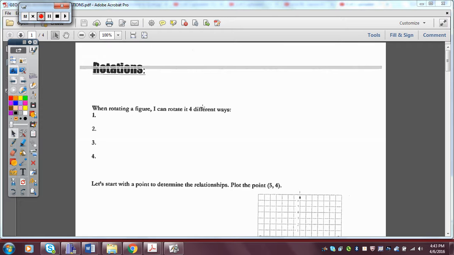Last night for homework, you learned how to translate an image and you also learned how to reflect an image. Okay? When we translate an image, what does that mean when we're moving something on a coordinate plane? That means we're sliding an image. We can slide an image up, we can slide an image down, we can slide an image up and left and up and right. That's usually how you would translate.